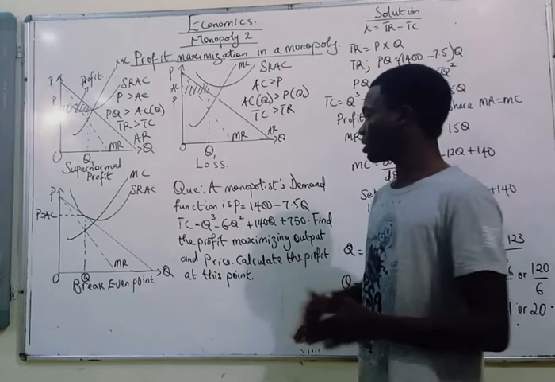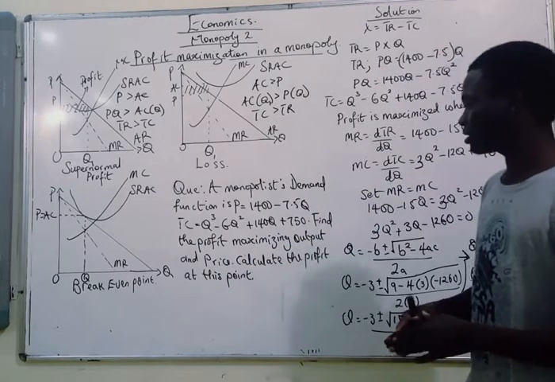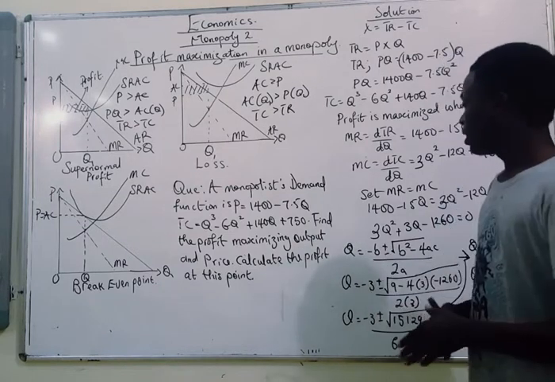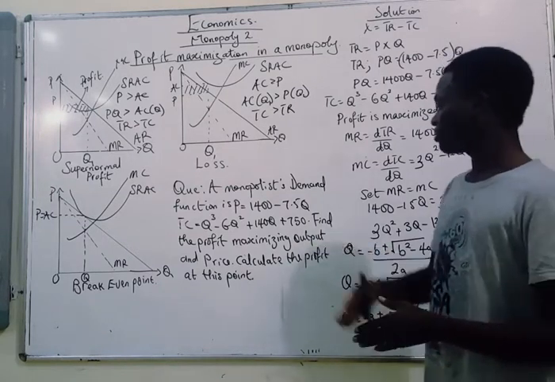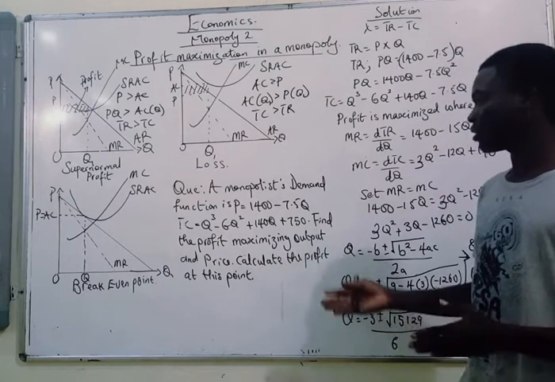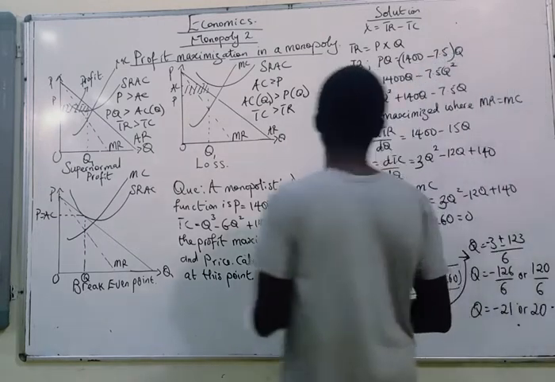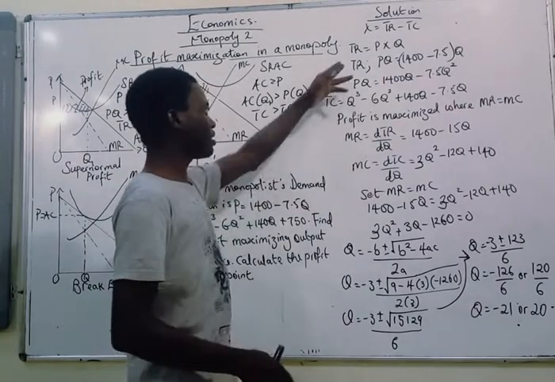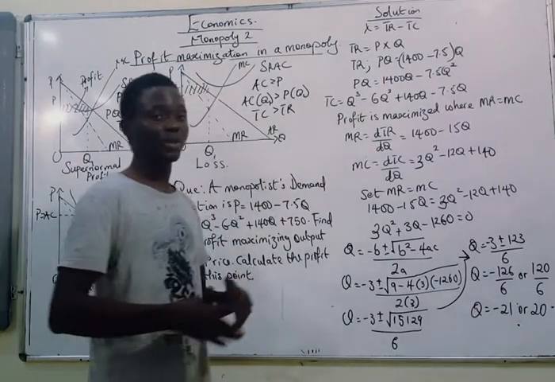Now the total cost function is Q raised to 3 minus 6Q raised to 2 plus 140Q plus 750. So the assignment here is to find the profit maximizing output and price, and then calculate the profit at this point. So how do we go about that? Profit is simply total revenue minus total cost. Fine. Now total revenue is defined as the price multiplied by the quantity.